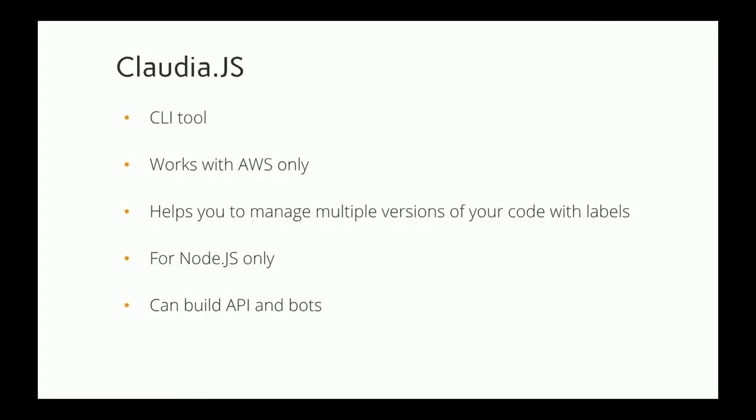So what is Claudia.js? It's a CLI tool which could be used for deployment and management of multiple code versions. It works with AWS only and with Node.js only. But at the same time, it can help you to build APIs and bots with such parts as Claudia API Builder and Claudia Bot Builder, respectively.